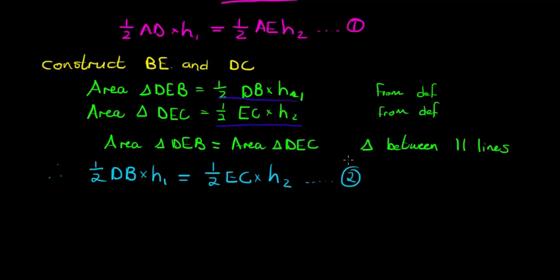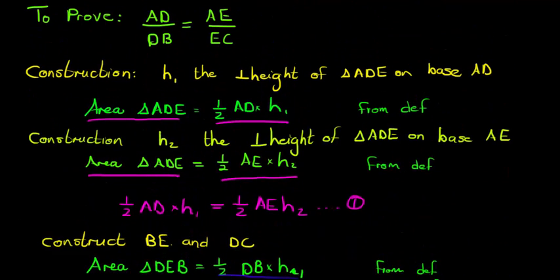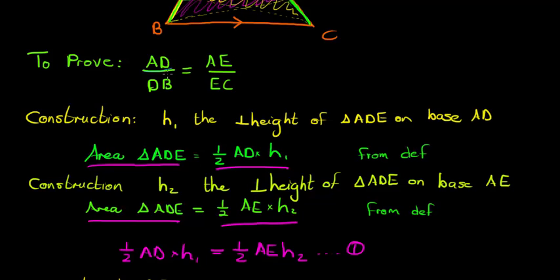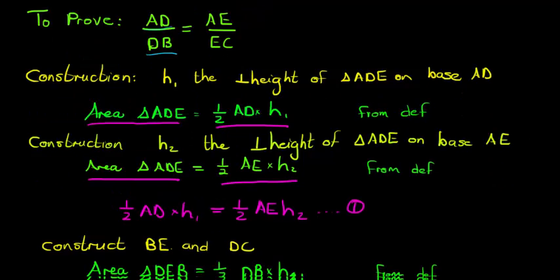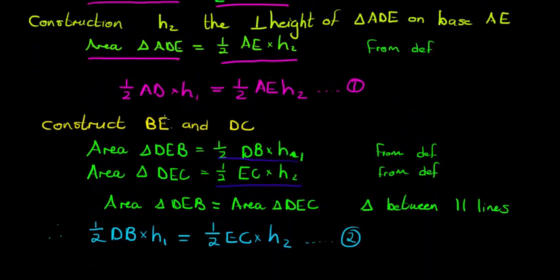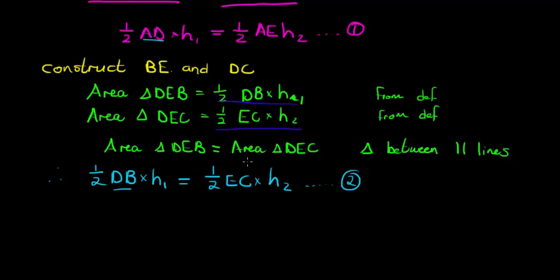And now I'm just going to mix the two. I do that by saying, let's remember what we want. We want AD divided by DB. So, in our first equation, that's AD and that's DB. And if I divide the two, all the rest will cancel.